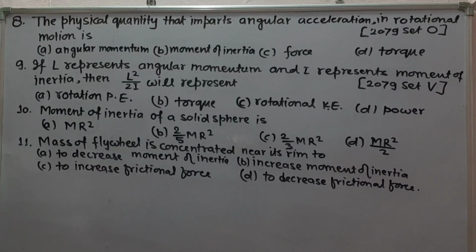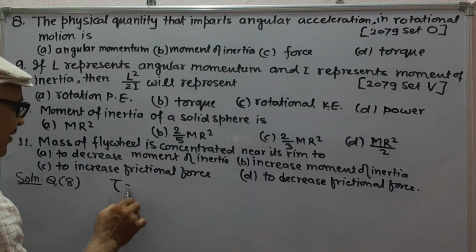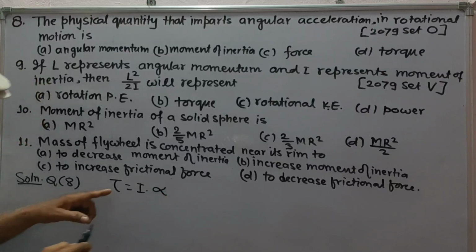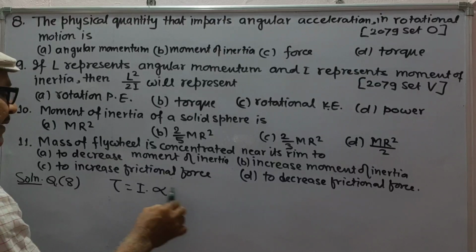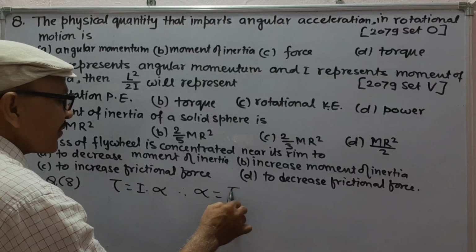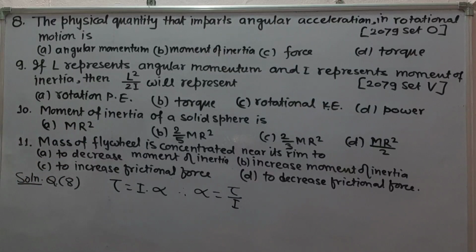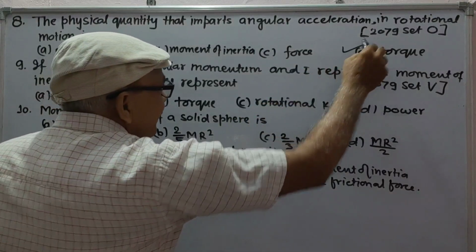Next, question number 8. The question is, the physical quantity that imparts angular acceleration in rotational motion is, these are the options. So solution to question 8, we know torque is equal to I into alpha, where I is moment of inertia and alpha is angular acceleration. Therefore alpha will be equal to torque upon I. So the torque imparts angular acceleration in rotational motion. So the correct option will be D.